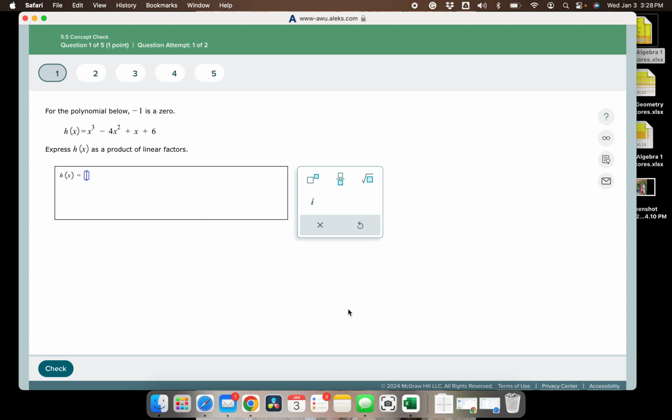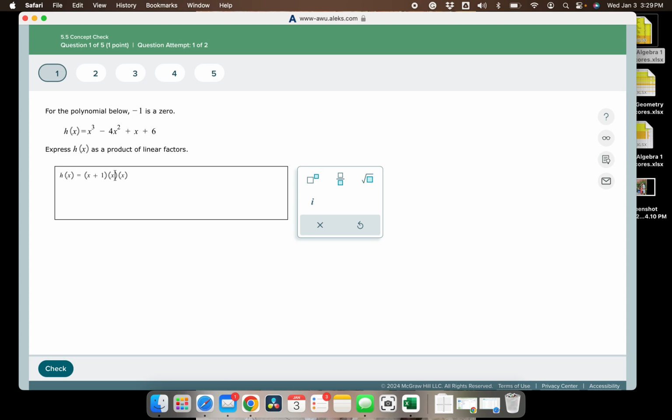So the first question here tells us that -1 is a zero of this equation. What it wants us to do is write the product as a bunch of linear factors. So you'll end up having three different parentheses here. If I know that -1 is a zero, I know that x plus 1 would be a linear factor, one of the parentheses.